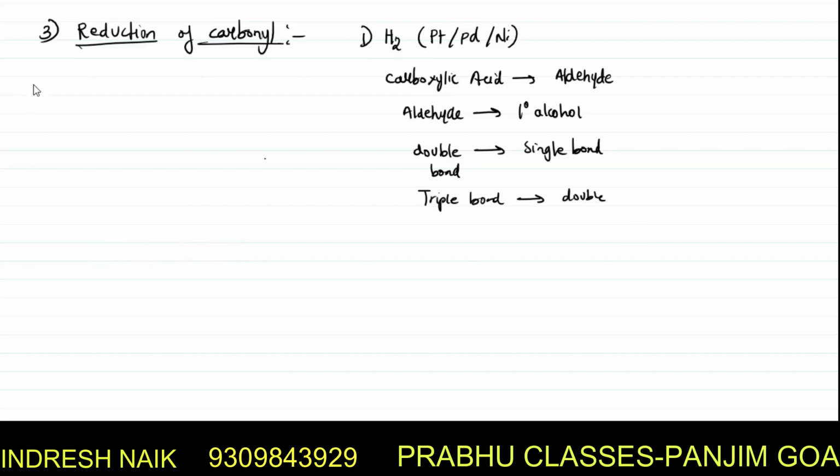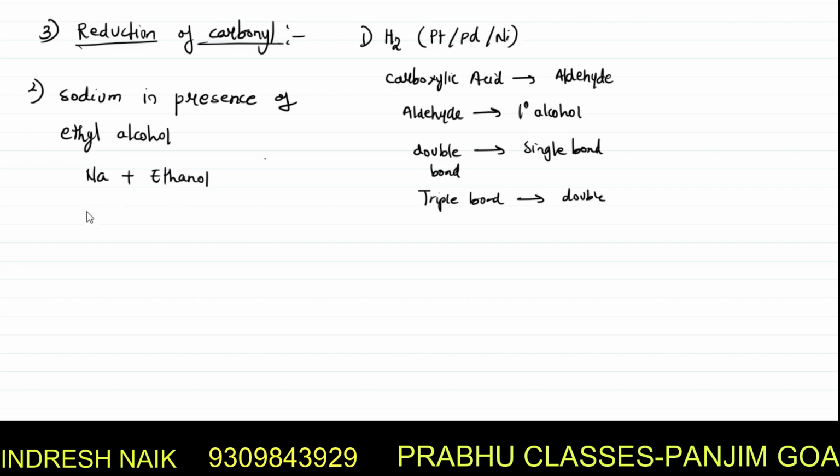Then the second reducing agent we will focus on is sodium in the presence of ethyl alcohol, right? Or just sodium. It may be written on the arrow. Sodium plus ethanol, or it could also be written as sodium plus C2H5OH. This is another reducing agent.